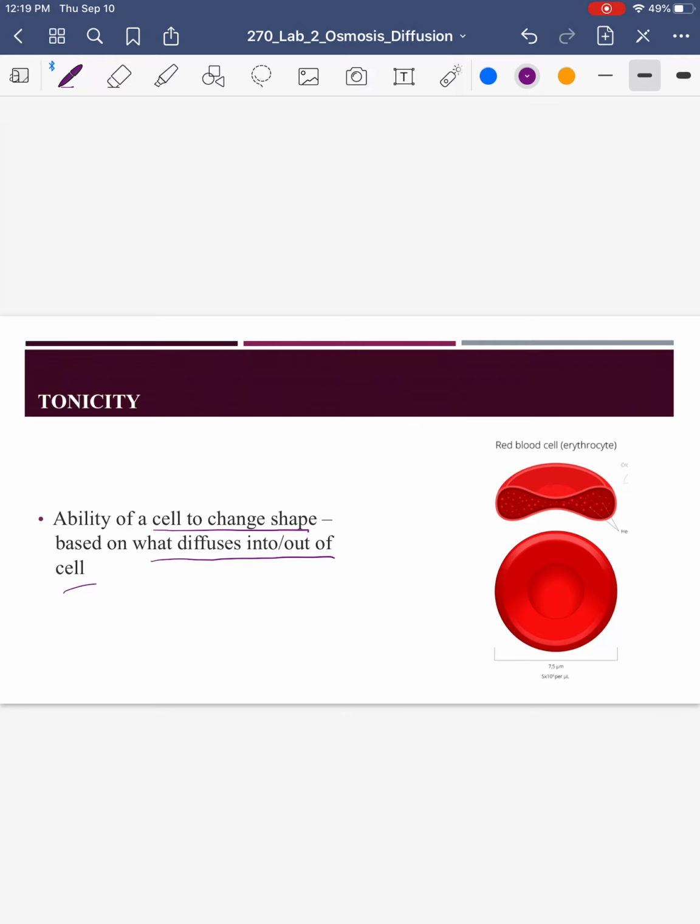So tonicity is this characteristic where a cell, here we have a red blood cell, may change shape. For example, if you have a bunch of water and all of a sudden a ton of water diffuses into that red blood cell, if water rushes into a red blood cell, wouldn't the red blood cell get a little bigger? It'll change shape, absolutely. And red blood cells are a good example here because they are flexible and flimsy, so they're able to change shape.